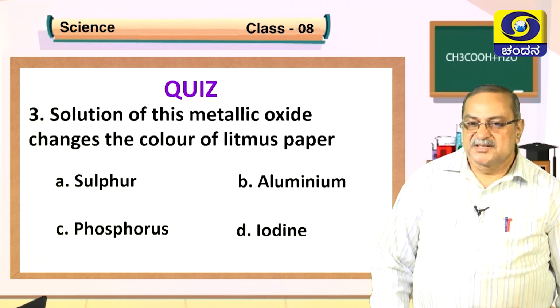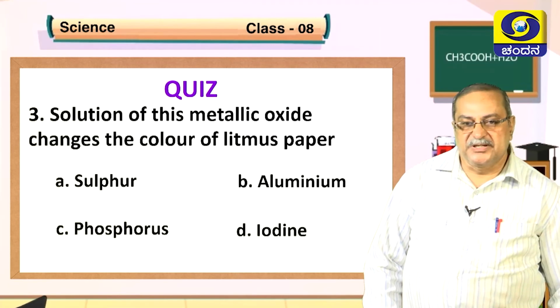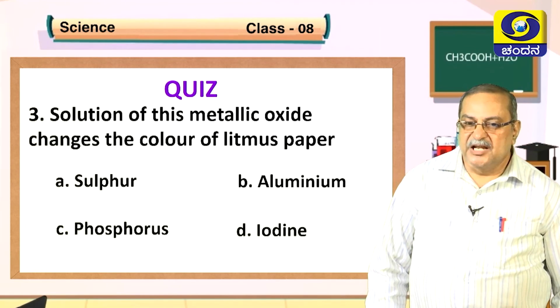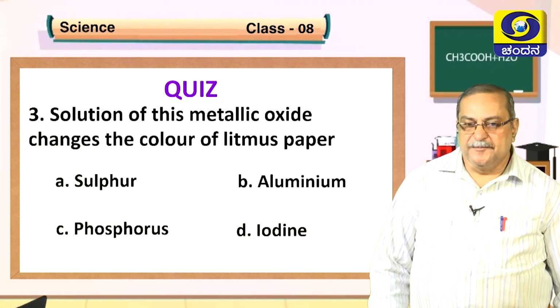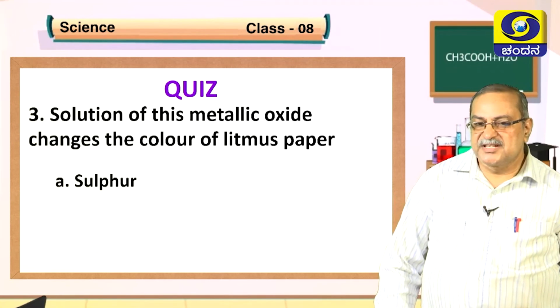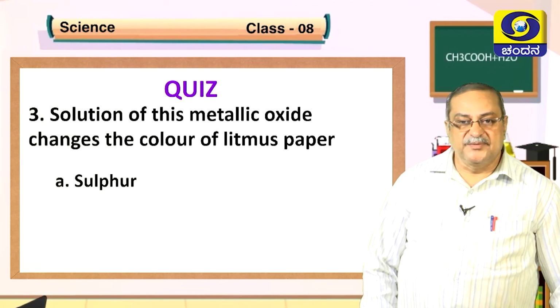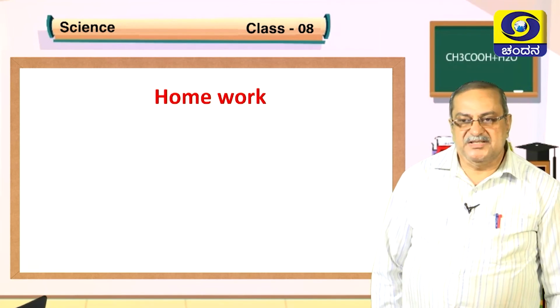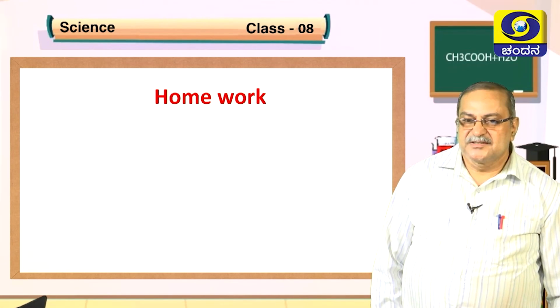Next, the solution of this oxide changes the color of litmus paper: sulfur, aluminum, phosphorus, iodine. Sulfur, you have seen that, no? Sulfur catches fire and forms sulfur dioxide, and its solution changes the color of litmus paper. You have seen this. Next, it is time for homework, children. Write down the questions.